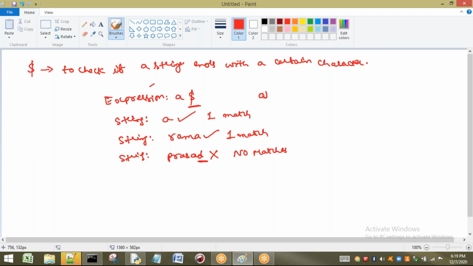Otherwise, if I take some ABC dollar, let us see an example like this. First I will explain this one, later I will take AB dollar or ABC dollar, and I will show you the result. So observe now.